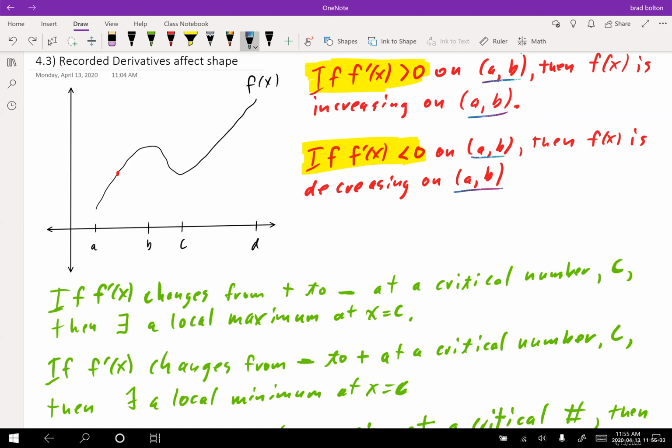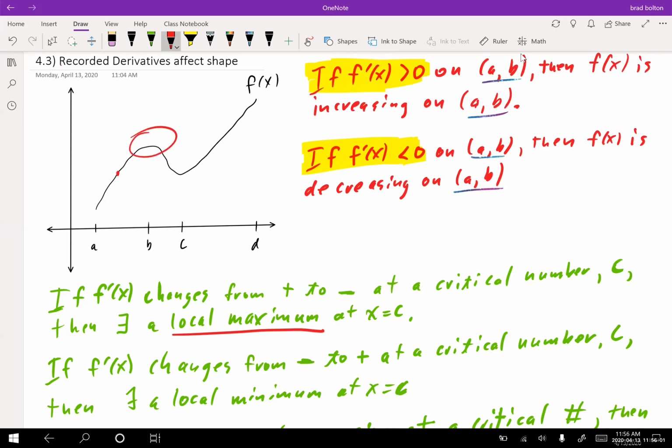And remember, a critical number is when the derivative is equal to 0 or it's undefined. Well, if you go from increasing slopes to decreasing slopes, somewhere in there you had to get a horizontal tangent. You had to get a slope equal to 0. And they're saying when you go from plus to minus, you are going to get a local maximum, which this is. This is a local maximum.